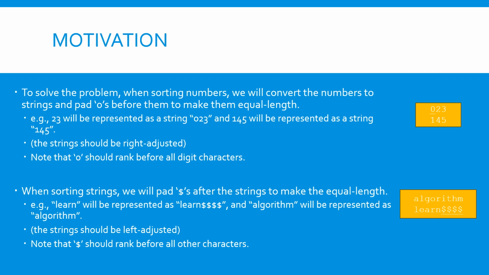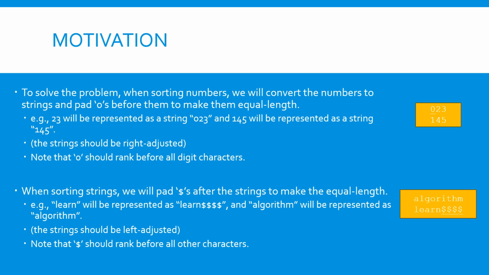To unify these two sorting problems, we will pad null characters to make the numbers and strings to be sorted equal in length. We will pad zeros to the left of the numbers and pad $ signs to the right of the strings. The null digits or characters should rank before all other digits or characters. With the padding, the ranking of the values among numbers will be the same as the lexicographical order among strings.